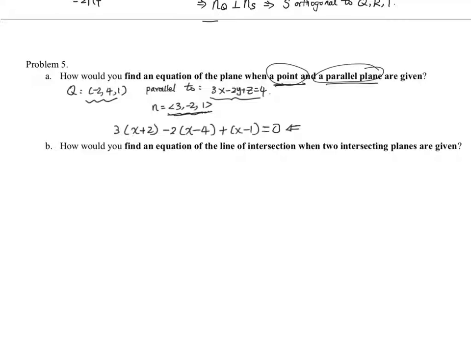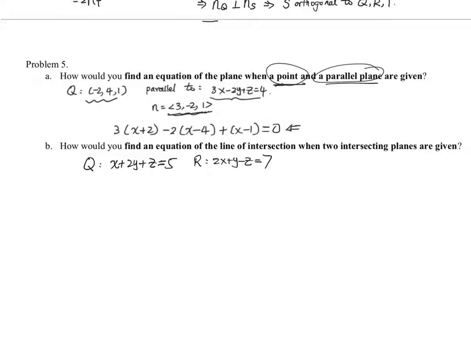Now, how about the line of intersection when two intersecting planes are given? So, for instance, again, this time let me call plane Q this one, x plus 2y plus z equals 5. This is a plane, not a point. And let's say plane R is 2x plus y minus z equals 7.